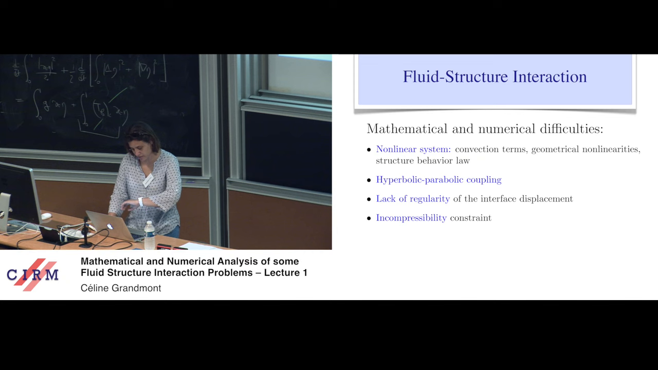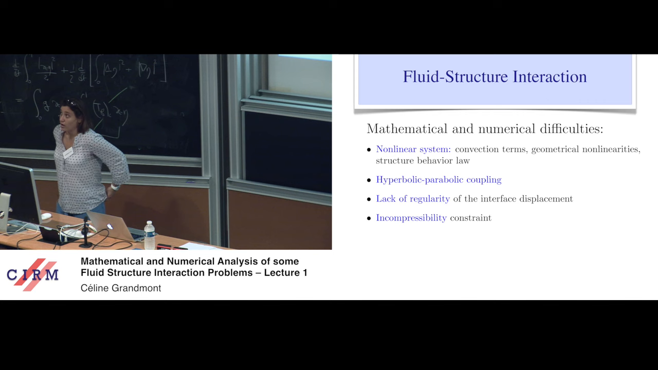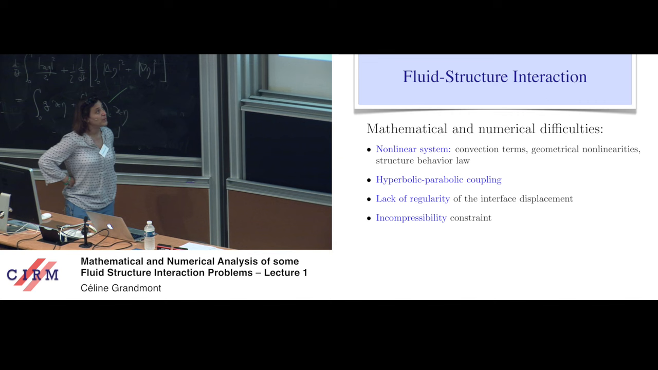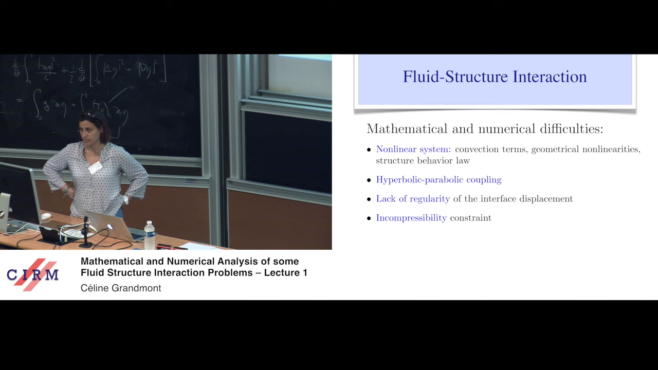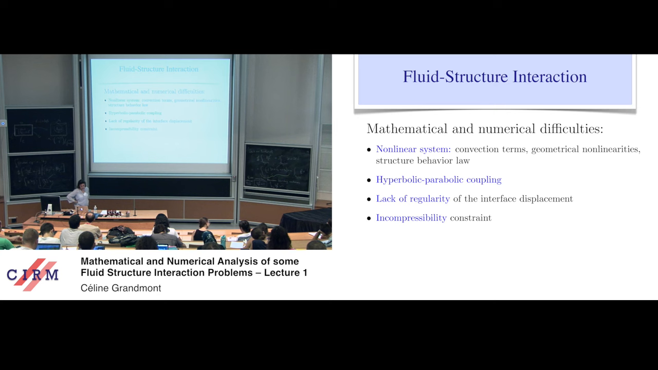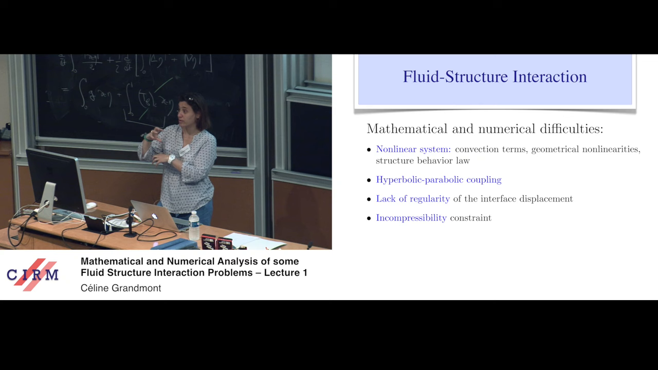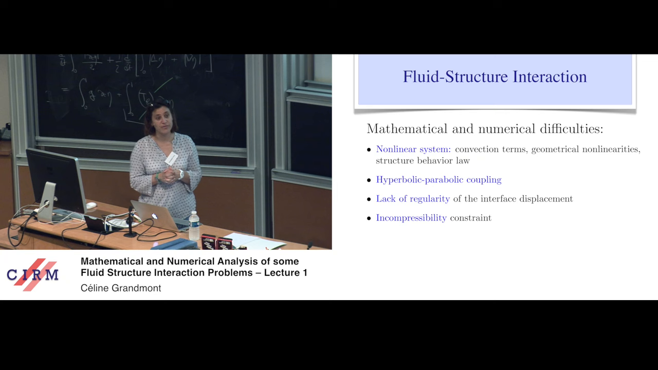Okay. So what are the mathematical and numerical difficulties? You have a fully coupled and unsteady nonlinear system. Nonlinear because of the convection term, because of the geometrical nonlinearities, and maybe because of the structure behavior law. Here I took a linear behavior law, but in real life you should take some nonlinear behavior law. You may have a hyperbolic-parabolic coupling, so you may have a gap between the regularity of the fluid and the regularity of the structure. In particular, the regularity of the structure velocity may not be guaranteed by the structure equation.